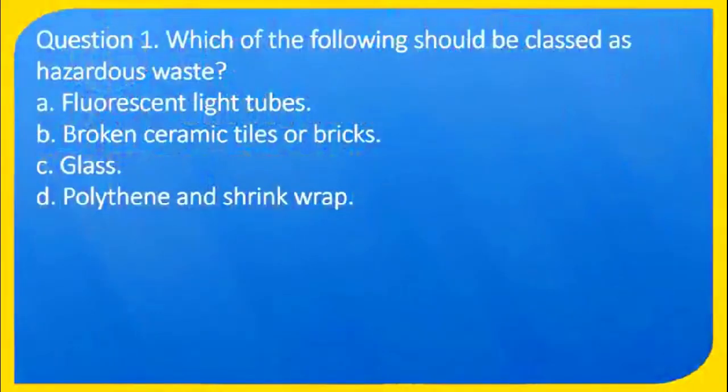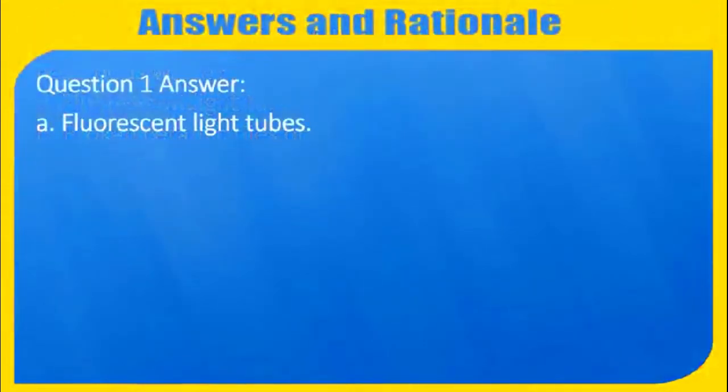Question 1. Which of the following should be classed as hazardous waste? A. Fluorescent light tubes. B. Broken ceramic tiles or bricks. C. Glass. D. Polythene and shrink wrap. Question 1 Answer, A. Fluorescent light tubes.